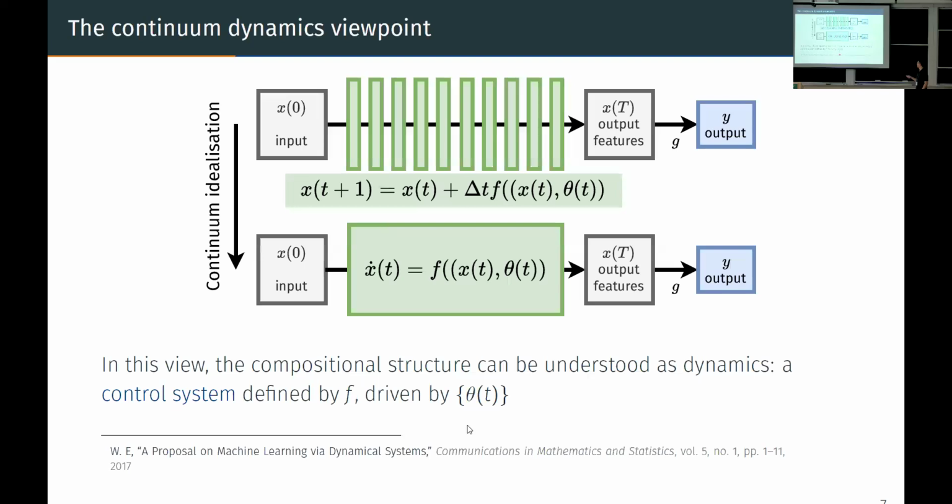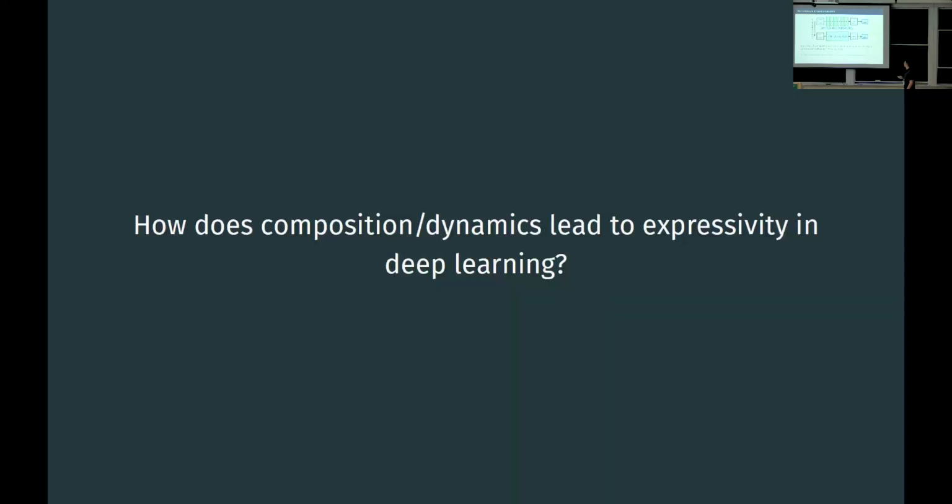Here theta_t will be the weights at each layer, and f will be the architecture of each layer. So you can see that this is exactly a control system. The question we really want to study is how does composition, which is now understood as dynamics or controlled dynamics, lead to expressivity in deep learning.